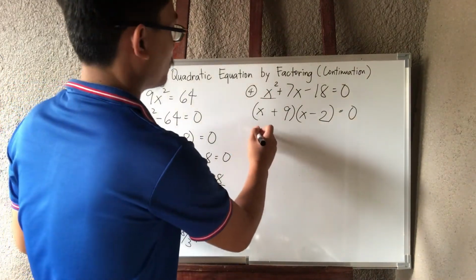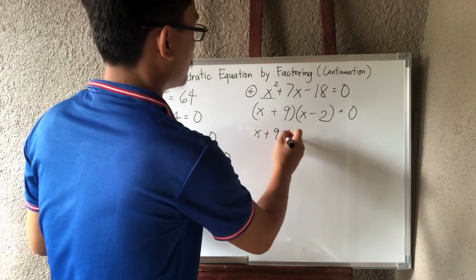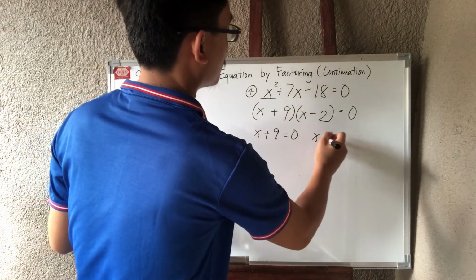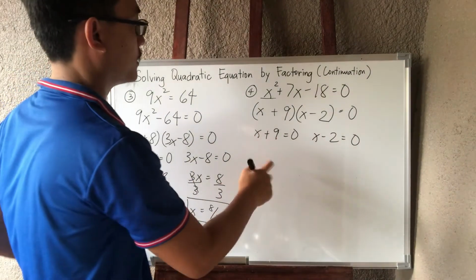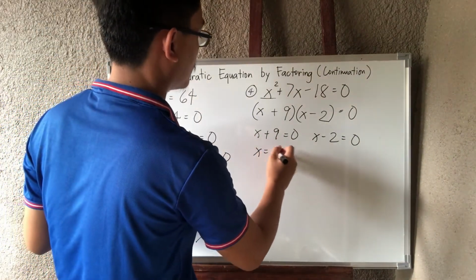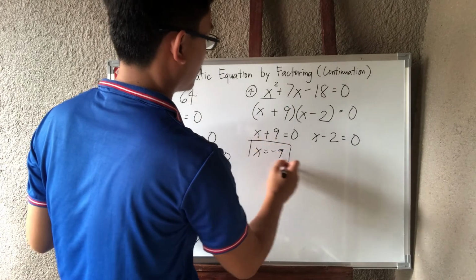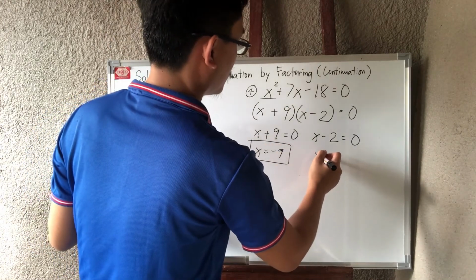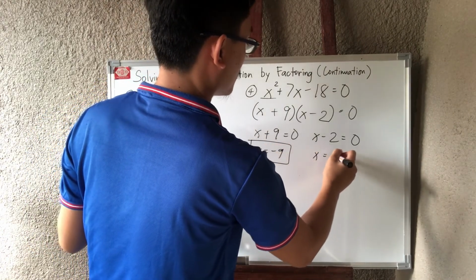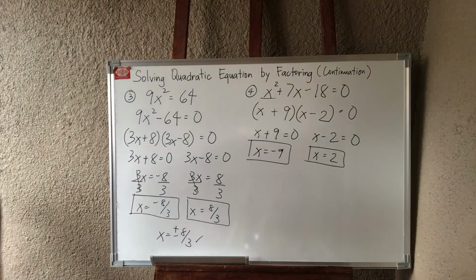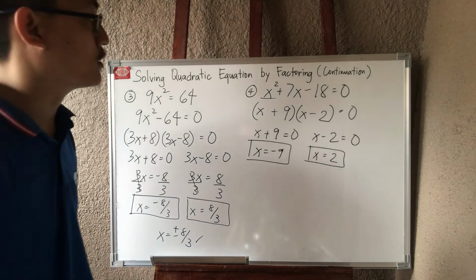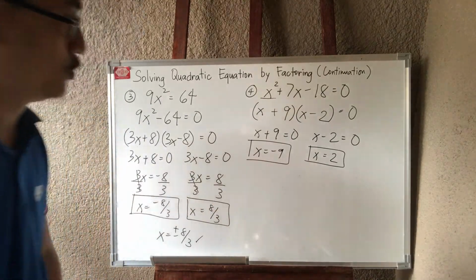Okay, so we apply now the 0 property. So, x plus 9 equals 0, x minus 2 equals 0. So, transpose lang natin yung 9. So, x equals negative 9. And the other one, x equals positive 2. So, the roots or the solution for this equation is negative 9 and positive 2.